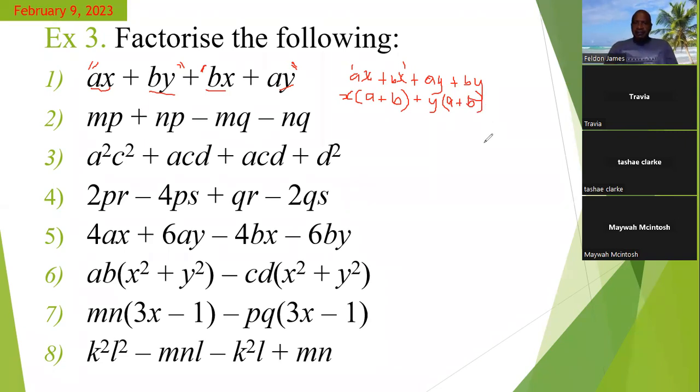Now at this point, we want to ensure that when we look at these two brackets, the expressions in them are the same. If the expressions in them are the same, we continue to factorize using that expression as a common factor. If the expressions are not the same, so suppose instead of getting a plus b in one of the brackets, you get a minus b, then in that case they would not be the same expression.